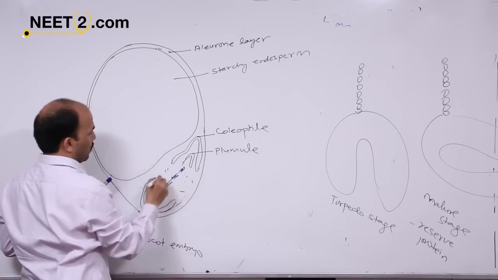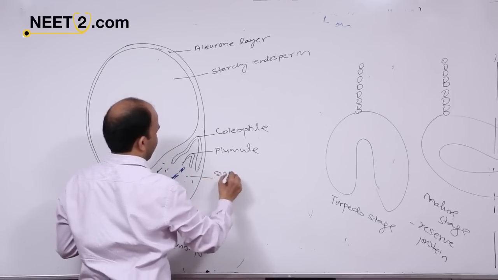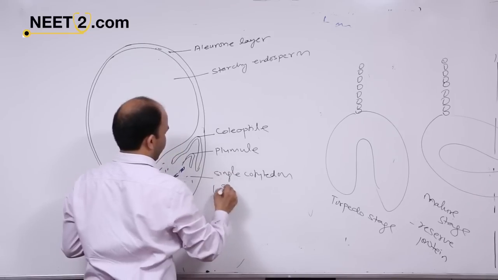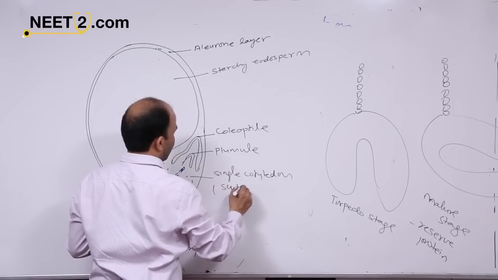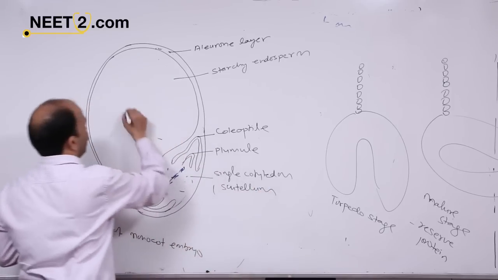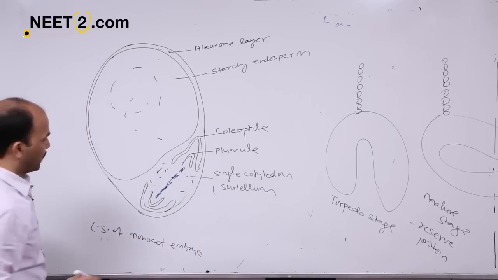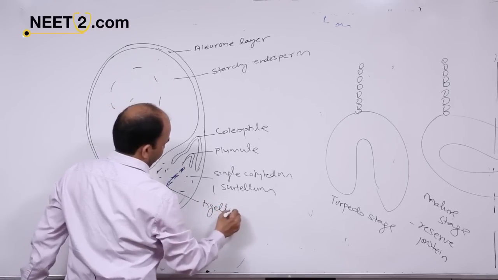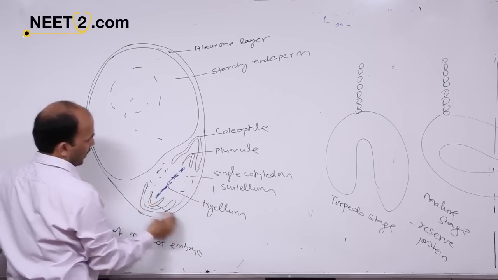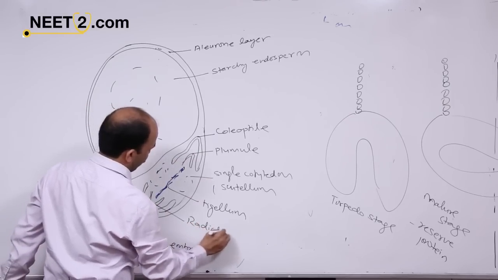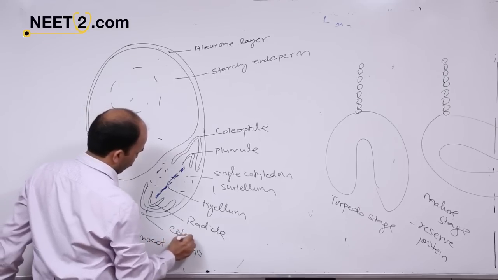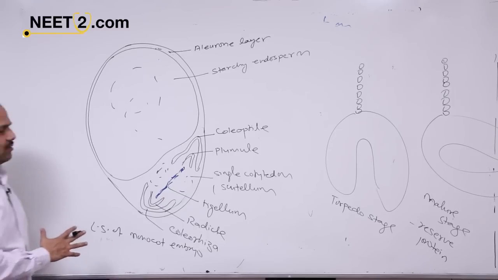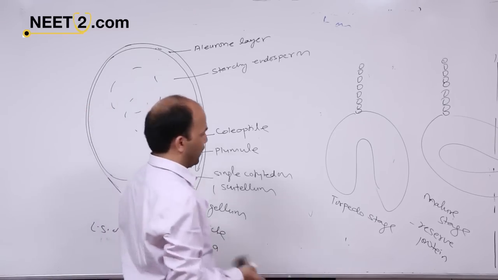This is single cotyledon. That single cotyledon will be called scutellum. This scutellum is secretory in nature because reserve food is present inside the endosperm. This is embryonal axis, with plumule at one end and radicle at the other end. Radicle will remain covered by coleorhiza. This is all about embryo and endosperm development.